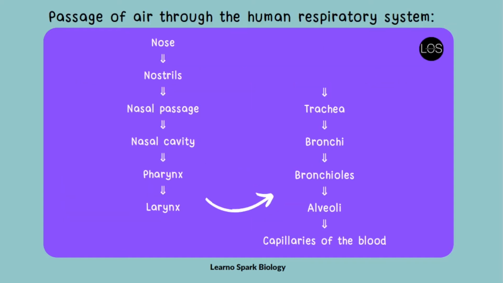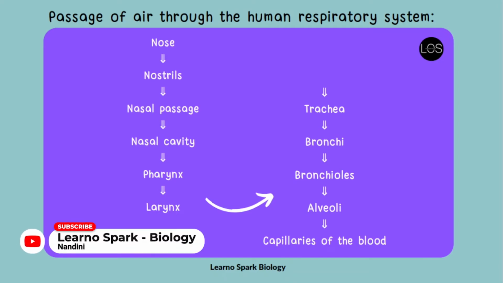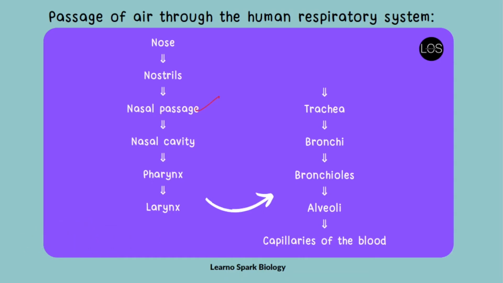Let us look at the passage of air through the human respiratory system. We inhale air that is rich in oxygen, and through nostrils it enters into nasal passage. Through nasal passage it enters into nasal cavity and then it extends to the pharynx. After that it reaches larynx, and through larynx it reaches trachea.